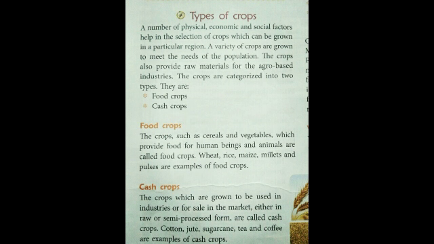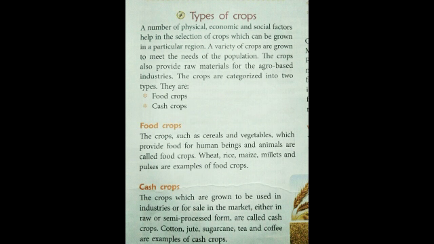So this we have already learnt in our lower classes. What were they? They were food crops and cash crops. So first one, what are food crops? The crops such as cereals and vegetables which provide food for human beings and animals are called food crops. In simple terms we can say the crops which will be eaten by us, by human beings, animals and other things are called food crops. Example, wheat, rice, maize, millets and pulses are examples of food crops.